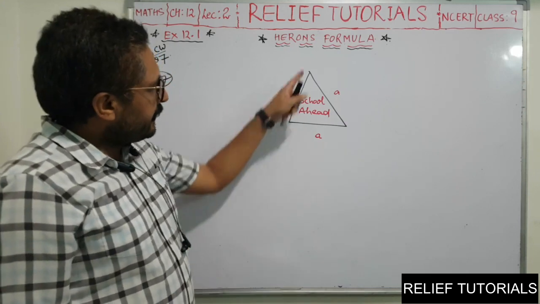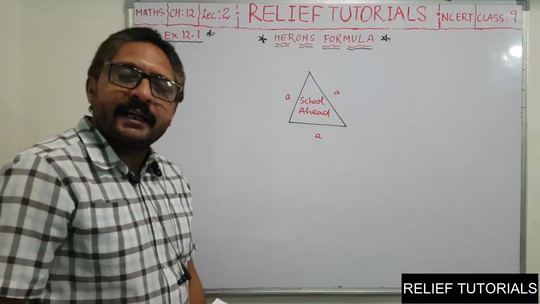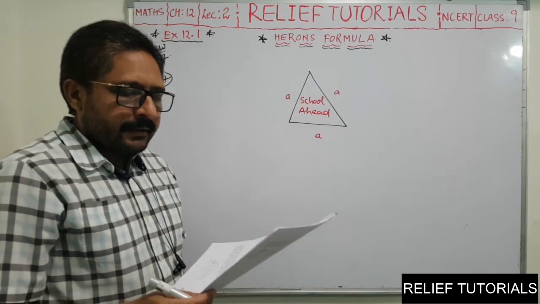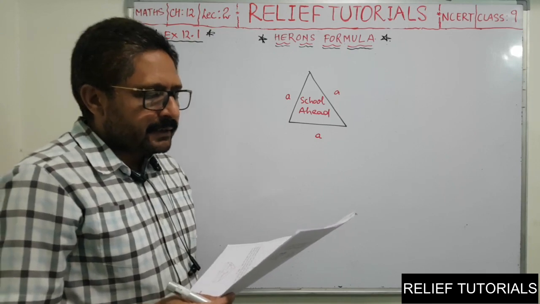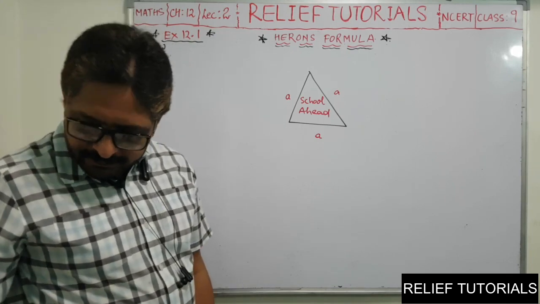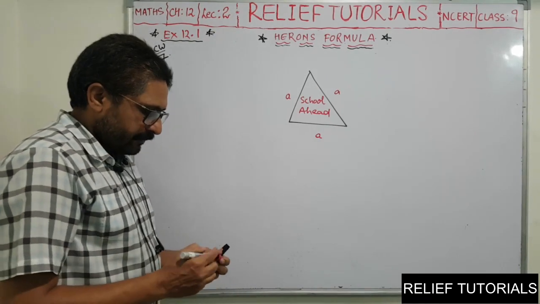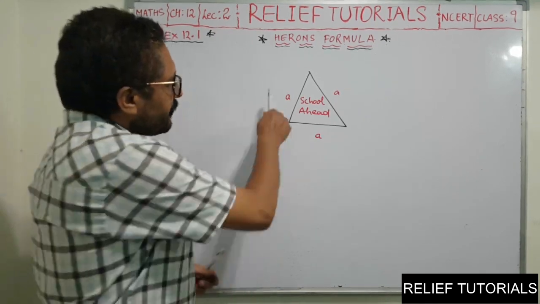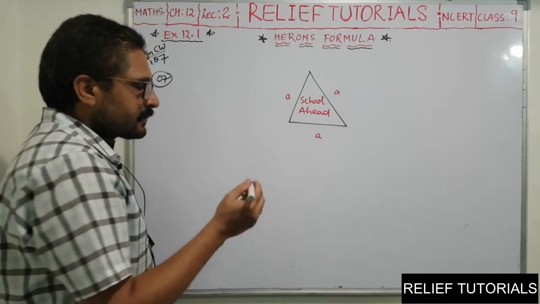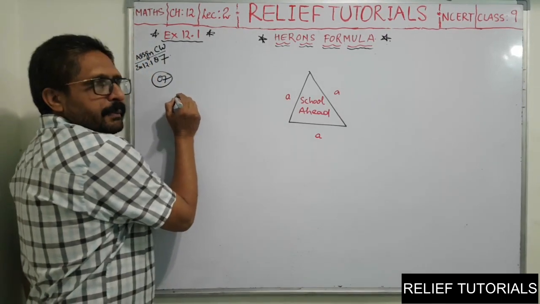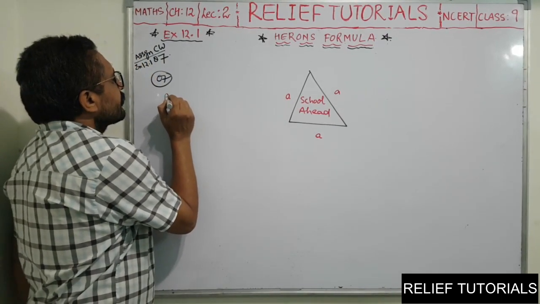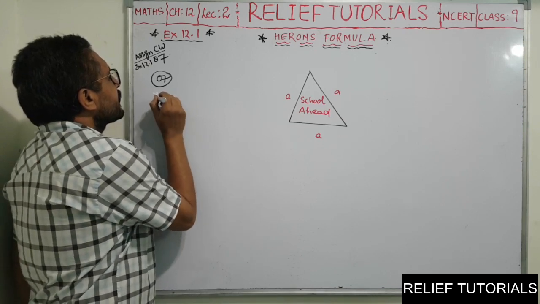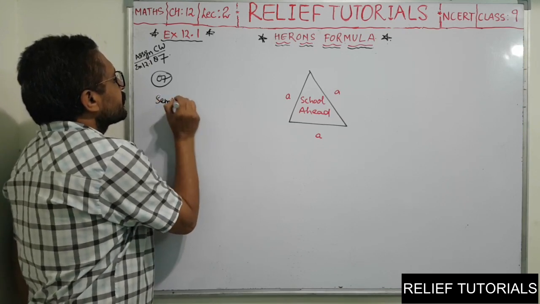This is the board, the traffic signal board, an equilateral triangle. You have to find the area of this board using Heron's formula. And if the perimeter is 180 centimeter, what will be the area of this signal board? Here, it is an equilateral triangle, so the measure of each side is equal to A. So we'll write here the semi-perimeter.